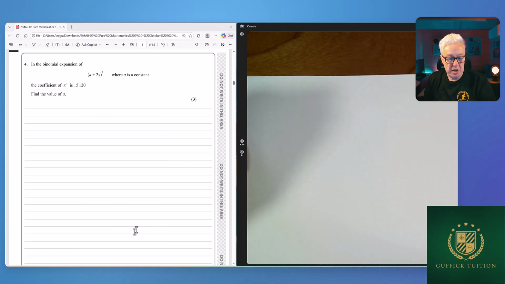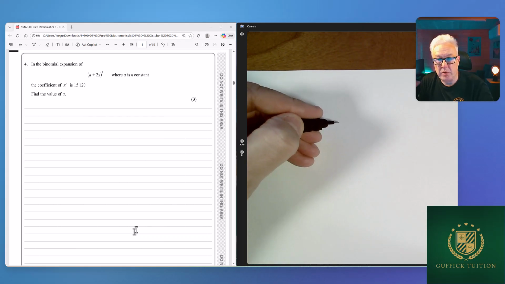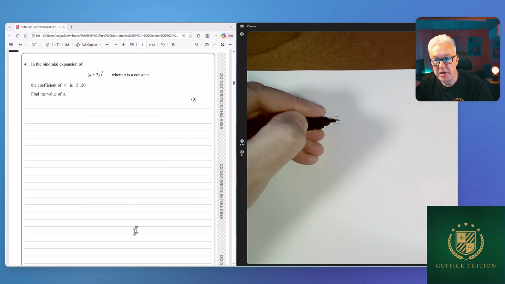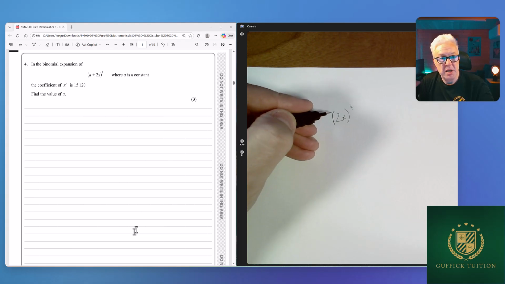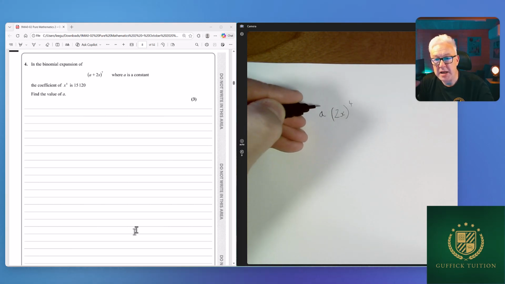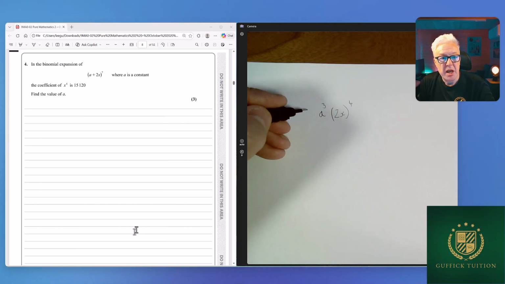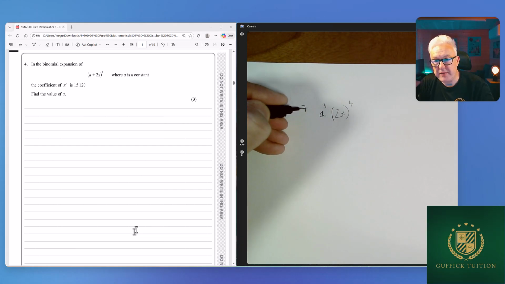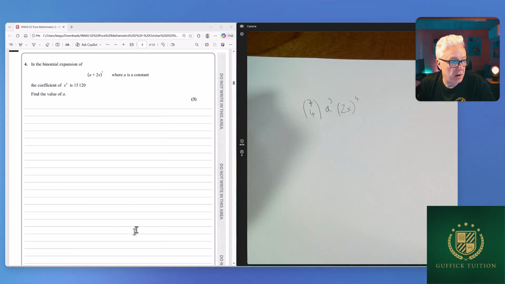So the first thing to note is if we've got to pick a random term from the binomial, we're looking for the term in x^4. So this is going to be the term that is governed by (2x)^4. That means the a is going to be to the power of 3, because this term and this term have to add up to make 7. And we're going to therefore have 7 choose 4 as the binomial coefficient in front.